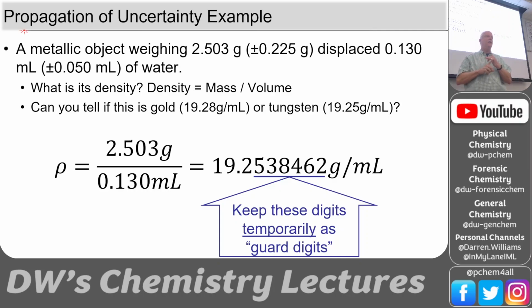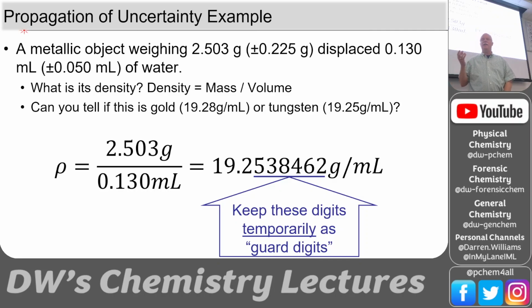So what's the density? That's pretty easy. Density is mass over volume. So we can take the 2.503 grams and divide by 0.130 mL, and we get our density, 19.2538462. That's all on our calculator. We're going to keep all those digits for now, just as guard digits.